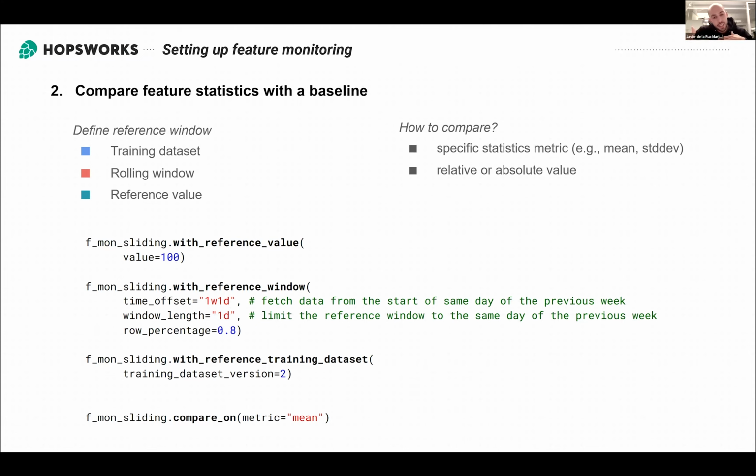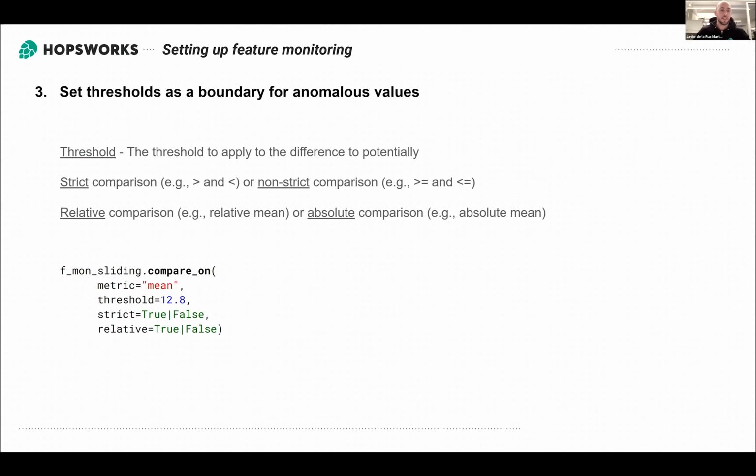If you specify the training data set, Hopsworks knows the statistics that were computed when you generated the training data set. So it will automatically look for the specific statistic metric and compare against it. And finally, when you define the reference window, you can just call compare on to specify the metric that you want to target.